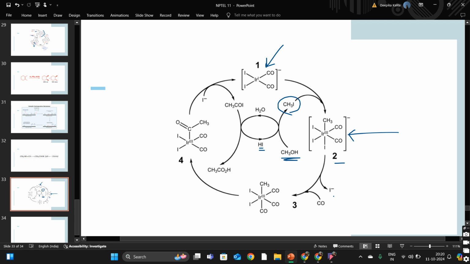After this, it will undergo iodide elimination and another molecule of carbon monoxide, which is the carbonyl, coordination to the iridium metal. Okay, so this is how we get the intermediate metal complex 3.